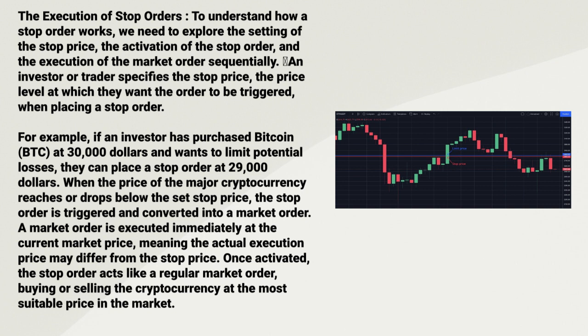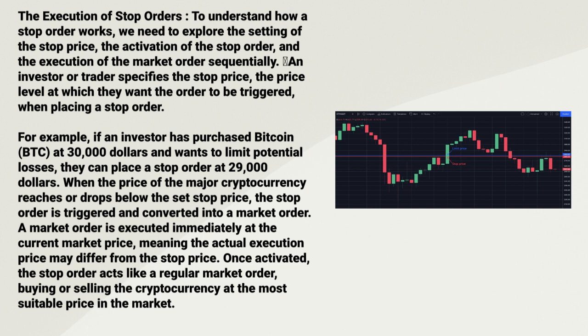To understand how a stop order works, we need to explore the setting of the stop price, the activation of the stop order, and the execution of the market order sequentially. An investor or trader specifies the stop price, the price level at which they want the order to be triggered. When placing a stop order, for example, if an investor has purchased Bitcoin at $30,000 and wants to limit potential losses, they can place a stop order at $29,000.